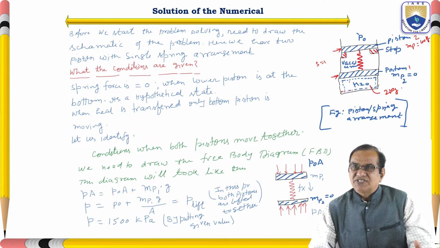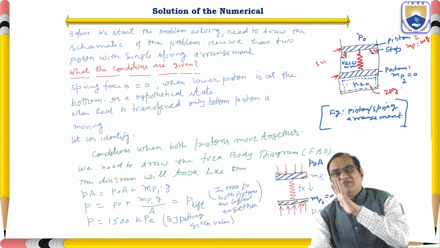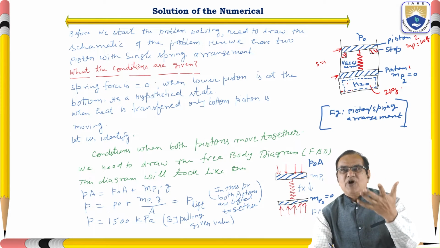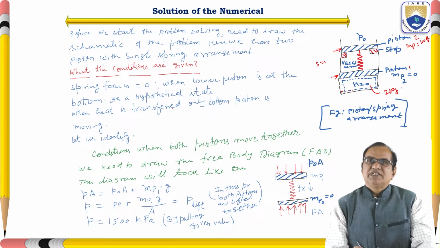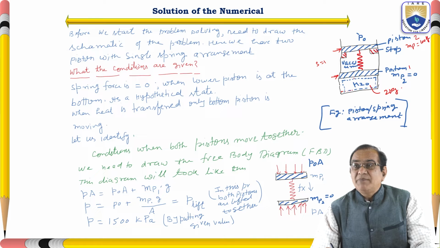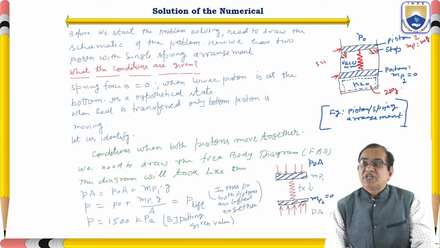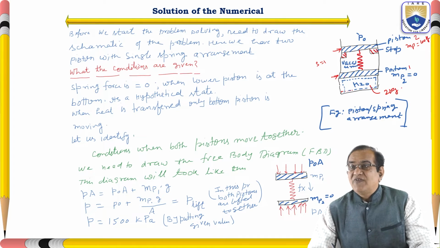Spring is not touching. It is a hypothetical state. I told you that the hypothetical state is given to make our problem easy, so we can get that starting point. Actually, that starting point does not exist. When heat is transferred, only the bottom piston is moving. Let us identify the condition when both pistons move together. So as and when we give the heat here, it starts moving. So at what condition will it lift?